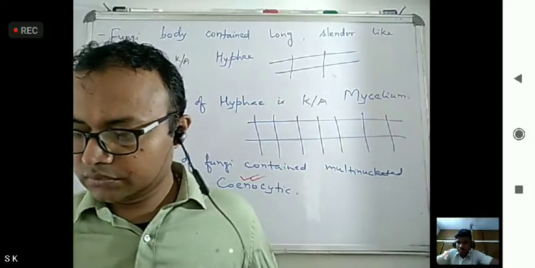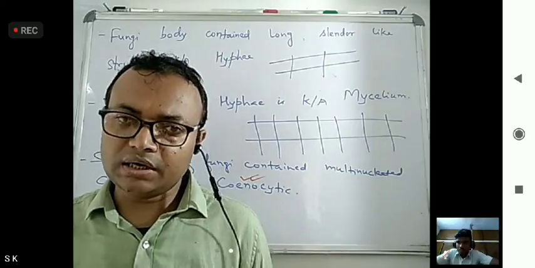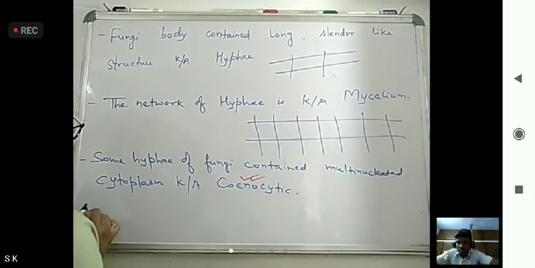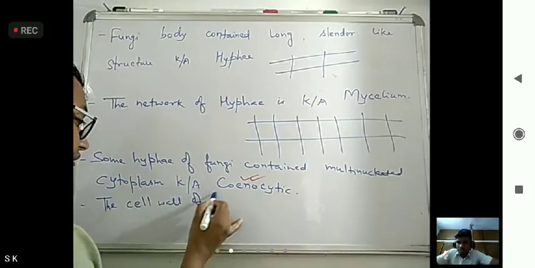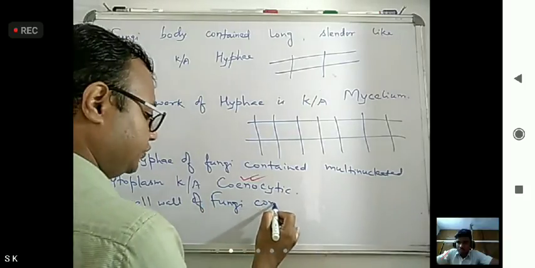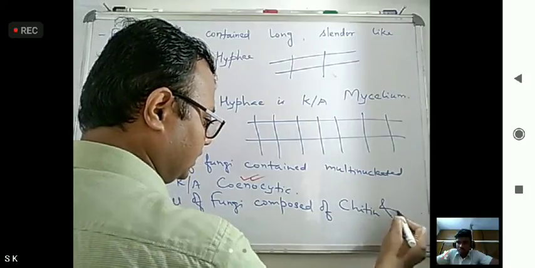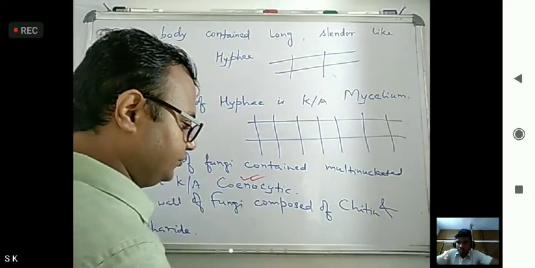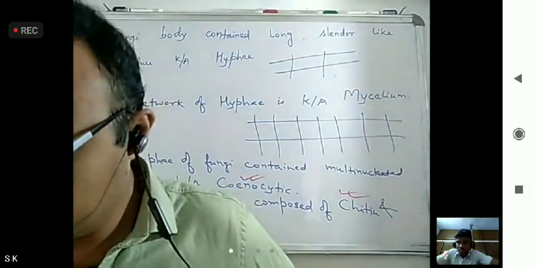Now, the cell wall of fungi is composed of chitin and polysaccharides. This we have to remember, that the fungal cell wall has a special structure known as chitin. So it is made up of chitin.